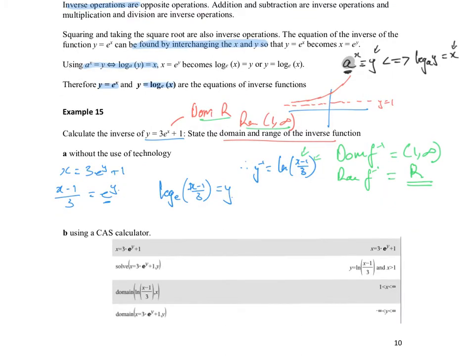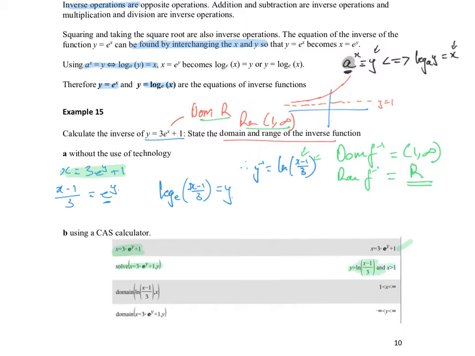We're going to use technology to do that. The easiest way to start is just rewrite our equation as x equals 3e to the y plus 1, which is what we've got up here. Okay, so then if we solve now that equation for y, it'll rearrange everything for us and give us y equals.